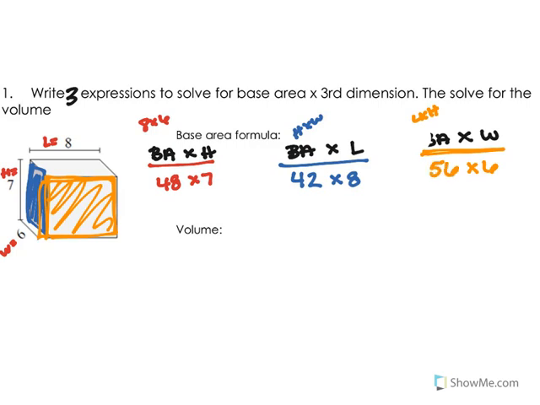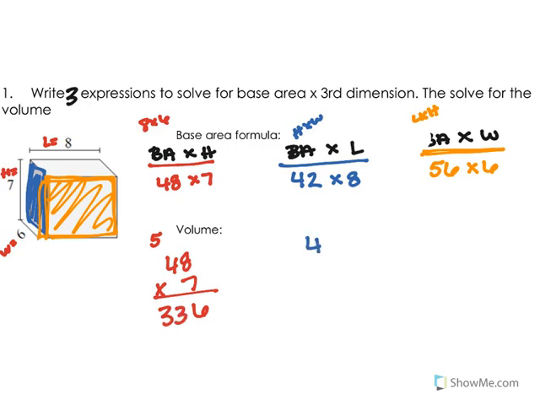So all of these formulas, base area times height, base area times length, base area times width, will get me the same volume answer. Let's solve each one to prove it. Base area times height, 48 times 7. I know 7 times 8 is 56. 7 times 4 is 28, plus 5 would be 33.